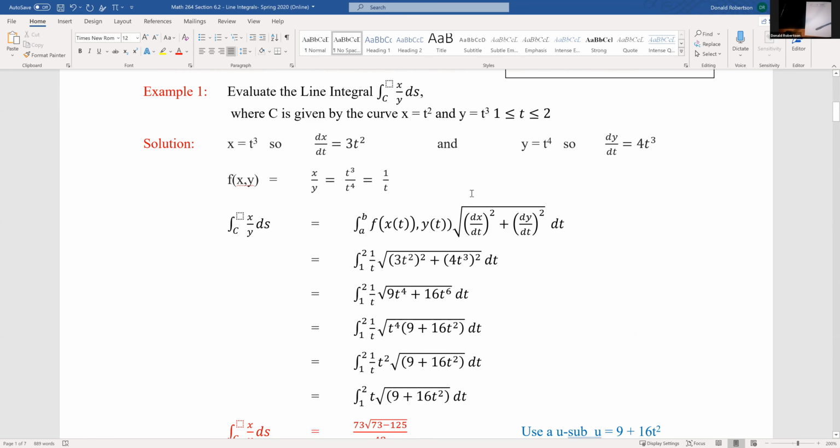Actually, it makes a little bit more sense when you see an application of it. So here's an example of a line integral. Find the integral over the curve C of the function x over y with respect to s. C is given by this parametric curve, x equals t squared and y equals t cubed. And we're going to evaluate it from t equals 1 to 2. So can you imagine drawing a curve t squared, t cubed on the floor, the xy plane, and then the height of it would be x divided by y.